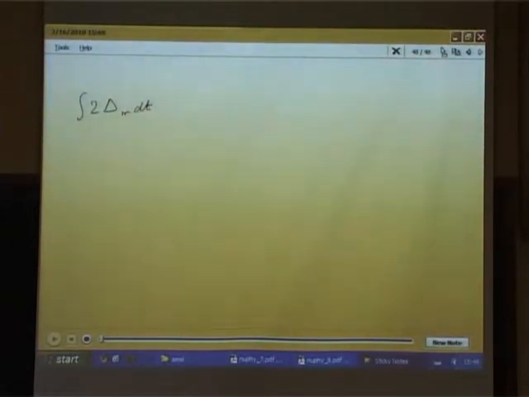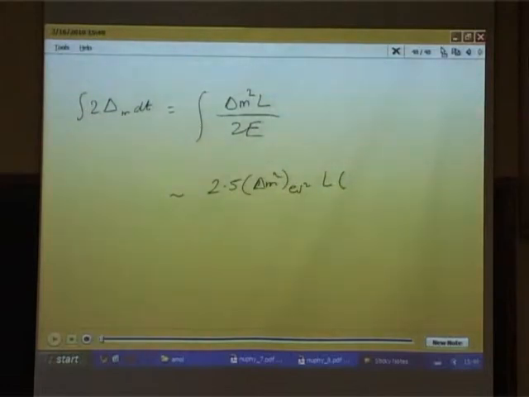Right? So what is this? This is the integral of delta m square L by 2E. And you can remember this is whatever, 2.5 delta m square in eV square, L in meters, and E in MeV. Or L in kilometers, E in GeV.